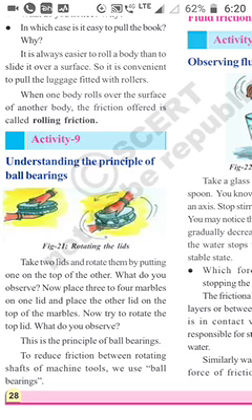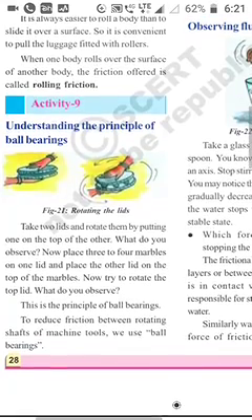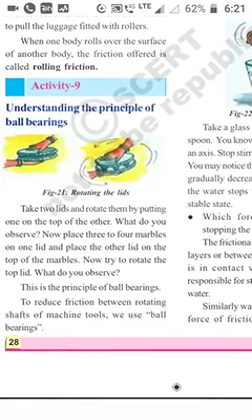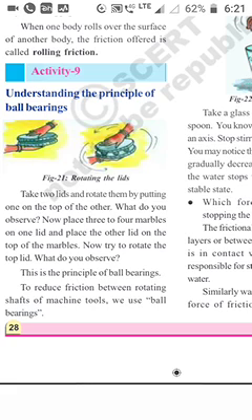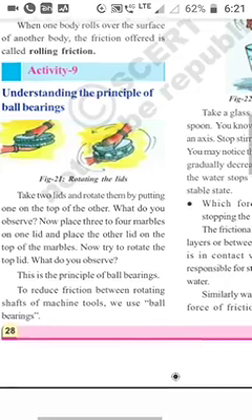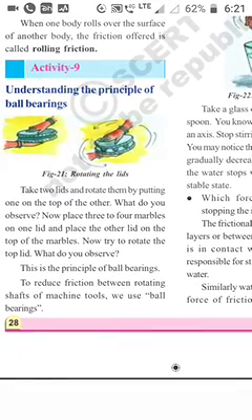Take two lids and rotate them by putting one on top of the other. What do you observe? Now place 3 to 4 marbles on one lid and place the other lid on top of the marbles. Now try to rotate the top lid. What did you observe? With the marbles kept between the discs, the movement of the disc is very difficult. And in the second figure, rotating the lids, you have to observe marbles kept one by one and some balls under them. So the movement of the disc will be very easy. This is the principle of ball bearings.